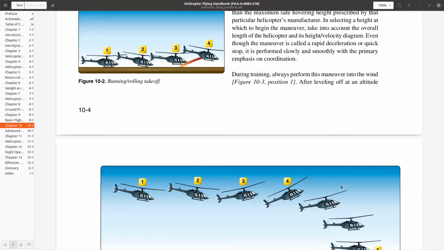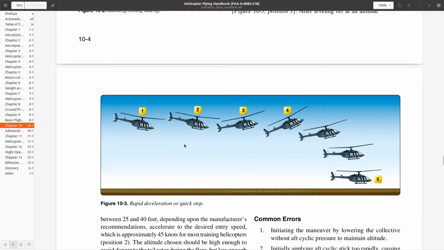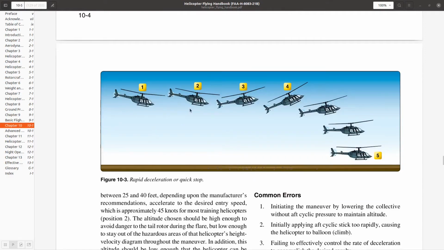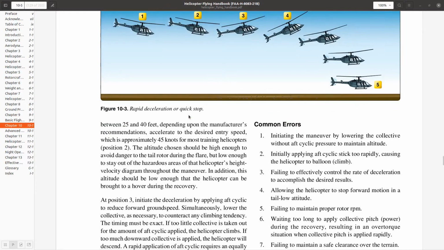Okay, so how does this work? You're flying into the wind. You're flying, let's say, 40 feet in the air. Normally, we'll say that you're entering at around 40, 45 knots. So you're flying along, and all of a sudden, you have to do a quick stop. There's some sort of obstruction in your way, or the tower told you that it wants you to land at a point pretty much right in front of you. You know, one of those fixed wing guys just pulls out in front of you or something.